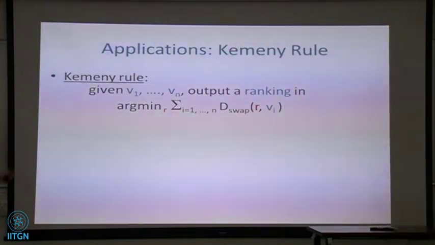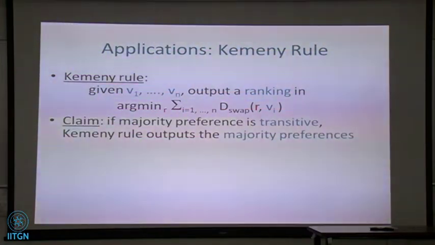Okay, so another application: the Kemeny rule. Remember, the Kemeny rule is our wonderful rule that finds a ranking minimizing the sum of distances to the input rankings. So here's the claim. Suppose we have single-peaked preferences. Then majority preferences are transitive. If majority preferences are transitive, then the Kemeny rule outputs the majority preferences. So when you aggregate collective preferences, if you don't get some complex graph with cycles, but a nice linear order, then this is the linear order you should output under the Kemeny rule.